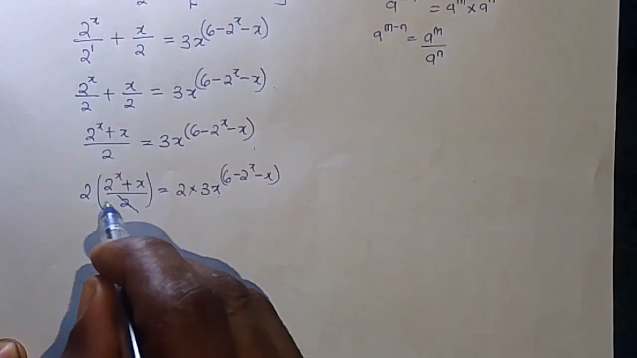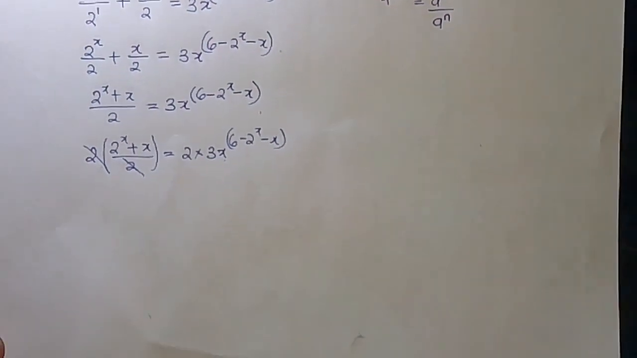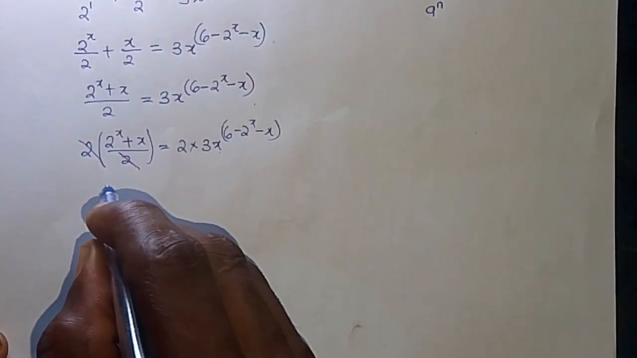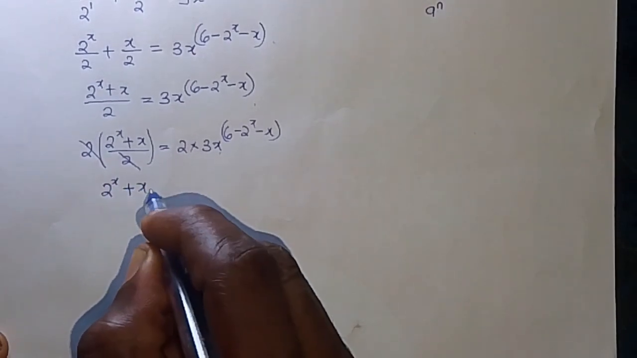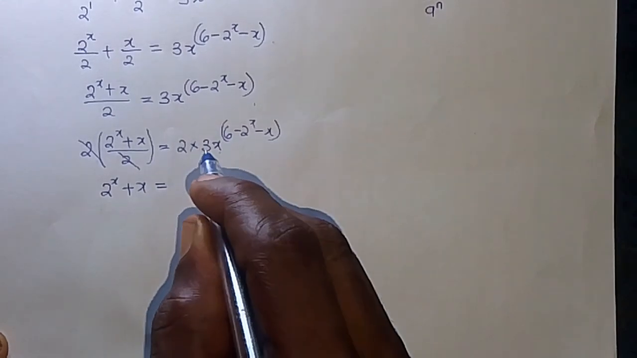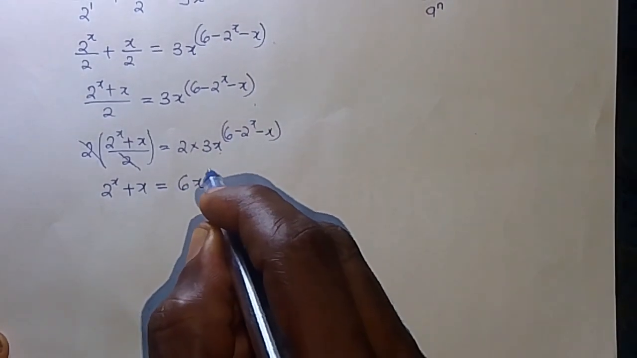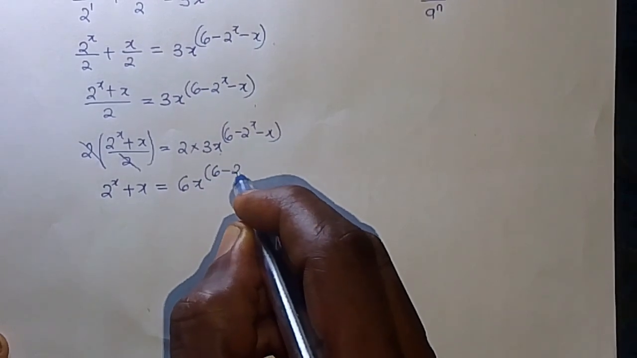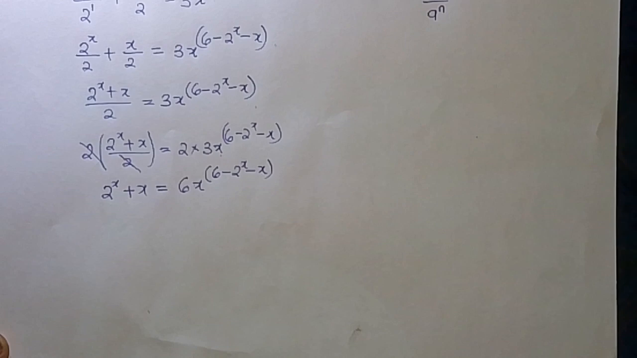So these two cancel these two at that point. So we are left with 2 to the power of x plus x at the left hand side of this equation, and this equals 2 multiplied by 3, which is 6. So we have 6 times x to the power of 6 minus 2 to the power of x minus x. So this is what we have at this point.